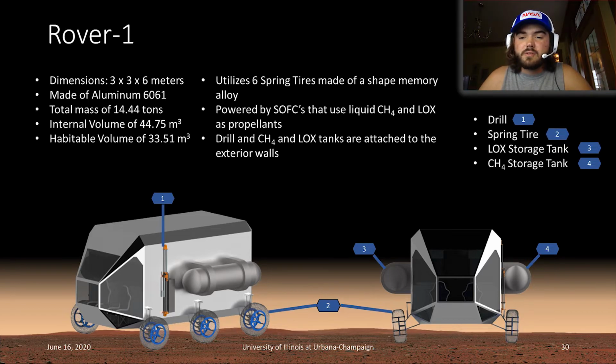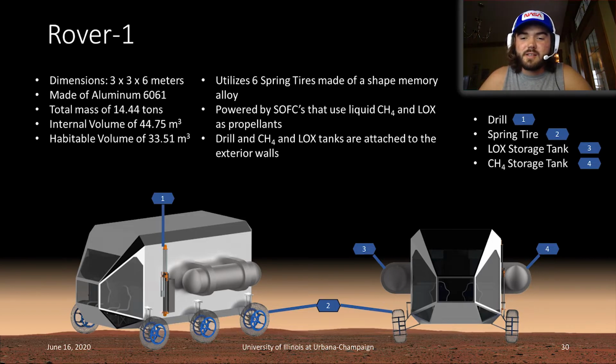The living quarters includes the cruise chambers and the cockpit. The suit chamber acts as an airlock for the rover and a storage chamber for the crew's 2 XEMU suits. Rover 1 is capable of both autonomous and manual driving. Rover 1 drives on 6 spring tires developed by NASA engineers. The wheels are made of a shape memory alloy, nickel titanium, which is resistant to damage caused by the harsh Martian terrain. SOFCs are utilized on Rover 1 to generate power.